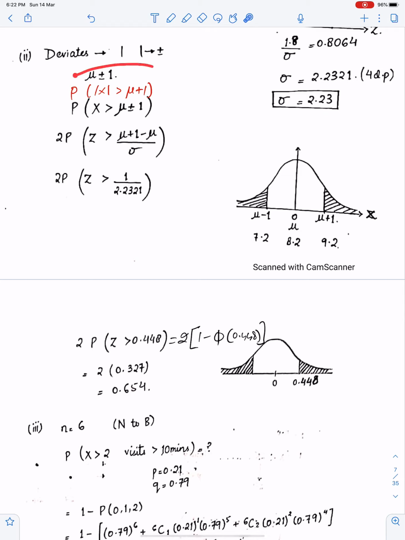If you want to understand this concept in detail, must watch my first lecture. I discussed these things in detail in my first lecture.